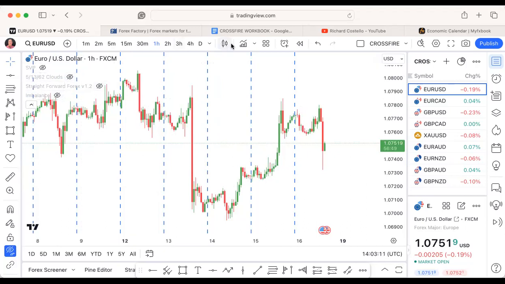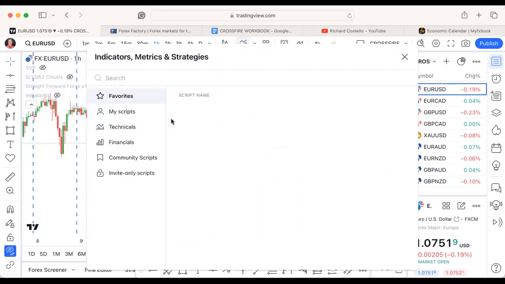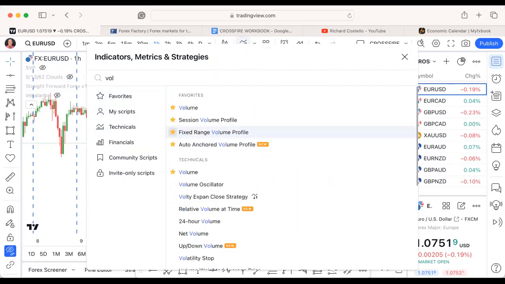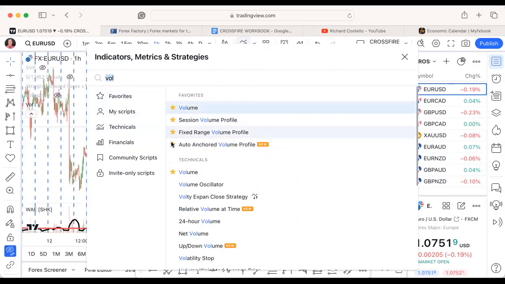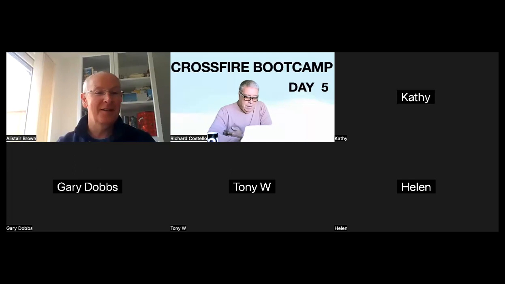The first thing I would look at if I was looking at back testing would be an indicator called volume, VOL. That first one there.